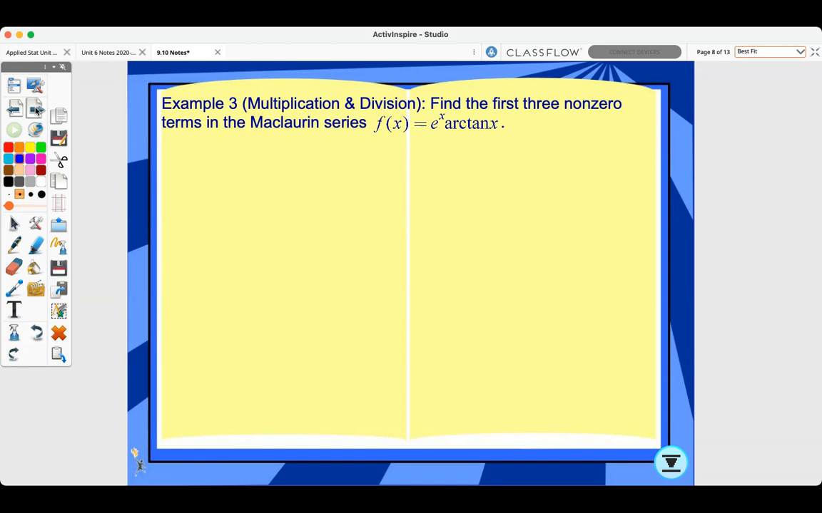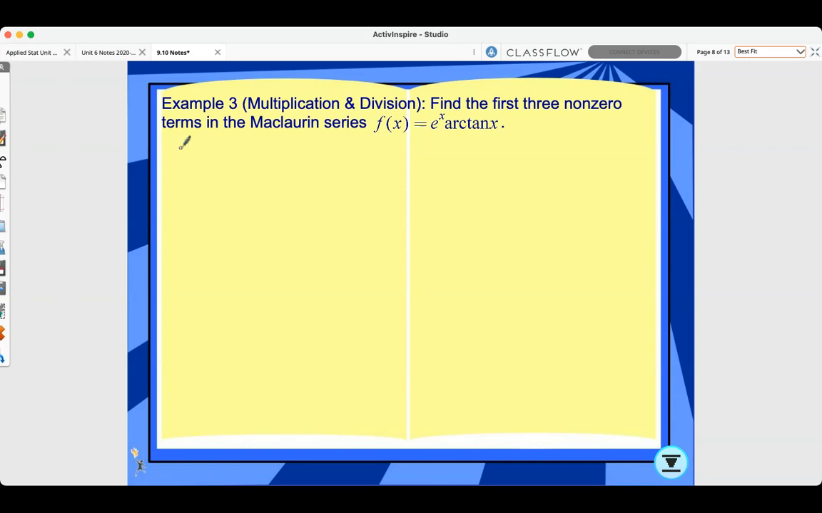Let's look at example 3. Multiplication and division. Find the first 3 non-zero terms in the Maclaurin series, f of x equals e to the x arctan x. Well, same thing. Here, this would take forever because we'd have to use the product rule or quotient rule. And so we know the series for e to the x and the inverse tangent of x. So that's the first thing we would do.